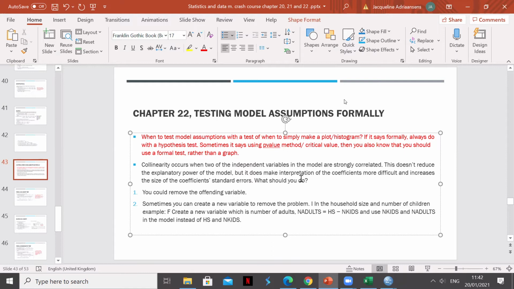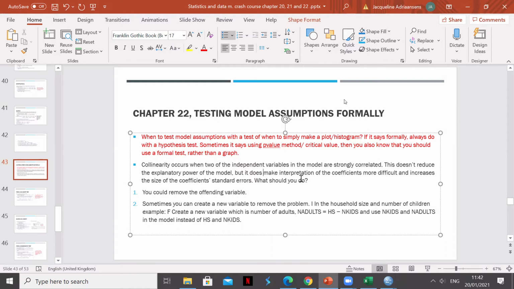Why does it make it more difficult? Because you don't know whether, for example, remember we had this model of household size and kids and expenditure on clothes, and you don't know if your clothes expenditure goes up, it's due to household size increase or due to the number of kids increase. So that makes it a bit difficult to interpret the coefficients of the variables.